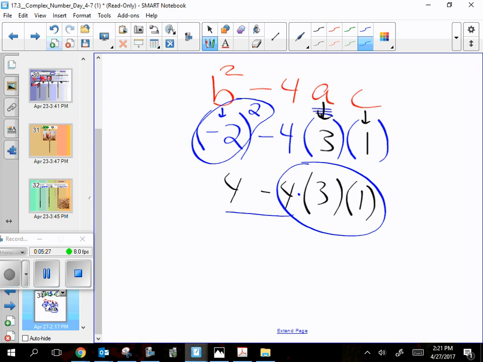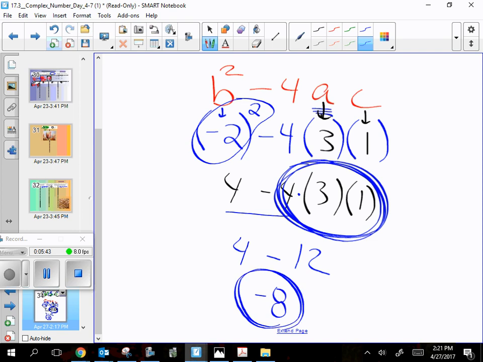So I cannot subtract 4 minus 4. I'm going to go 4 minus, and then I got to do this. That happens first. What is it? It is 4 minus 12. Negative 8 is correct. Good.